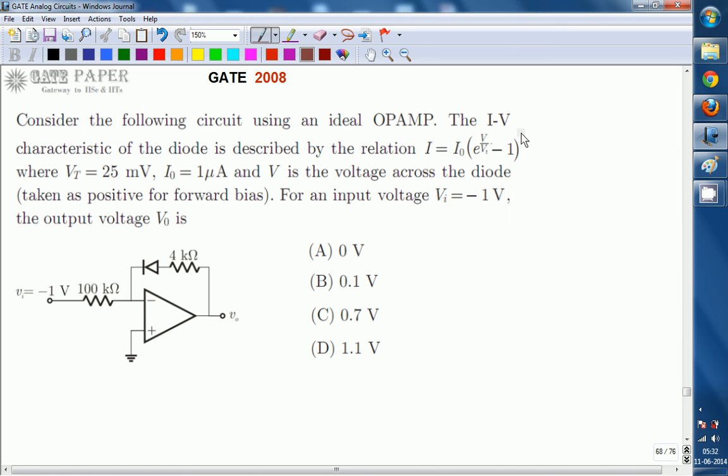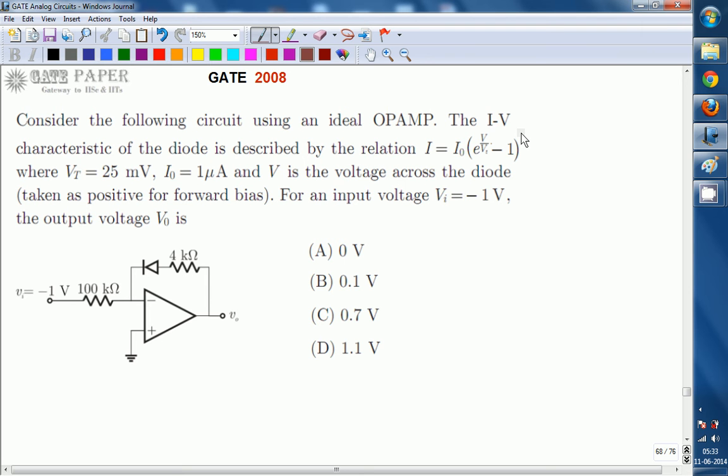Hello, we are discussing the GATE 2008 ECE paper, and this question is related to analog circuits. Look at the diagram given. Consider the following circuit using an ideal op amp.